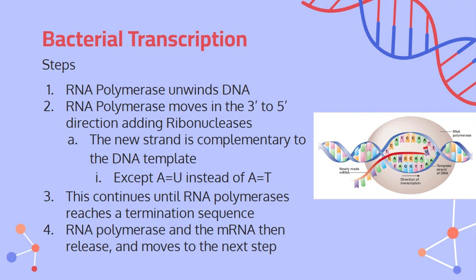So, steps in bacterial transcription. First, RNA polymerase unwinds the DNA. Then RNA polymerase moves 3 to 5 prime, adding ribonucleosides. And the new strand is complementary to the template DNA strand, except A equals U instead of A equals T, like I just talked about. This continues until RNA polymerase reaches a termination sequence, and then the RNA polymerase releases, and the mRNA releases and moves out and away from the DNA to the next step.